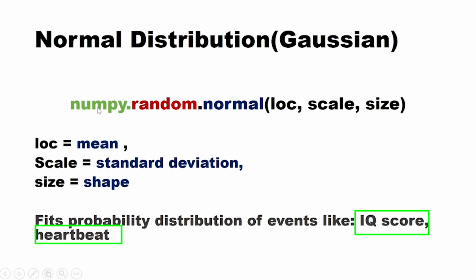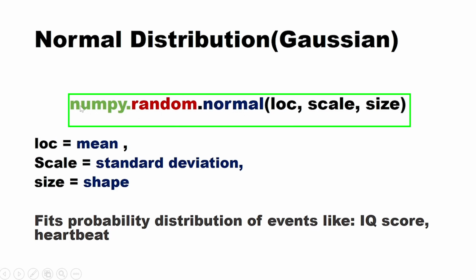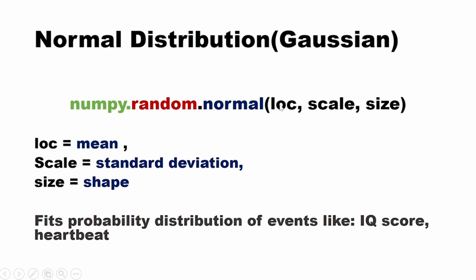This normal distribution fits the probability distribution of most events like IQ scores, heartbeats, and others. To access this, you simply apply this syntax. We write NumPy, and you add the random module and the normal function. We need to pass the loc parameter, which is the mean. Scale is the standard deviation, and size is the shape of the array. Let's go to VS Code to test this distribution.